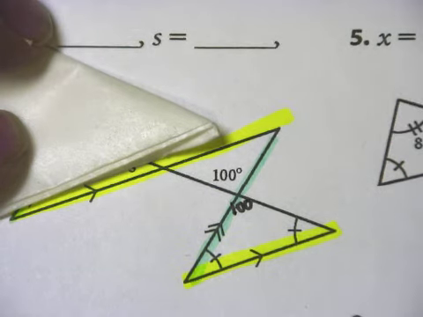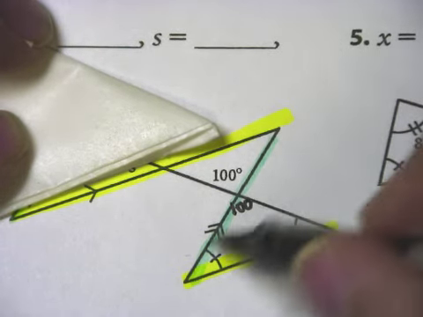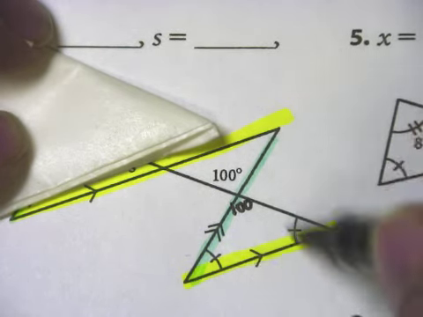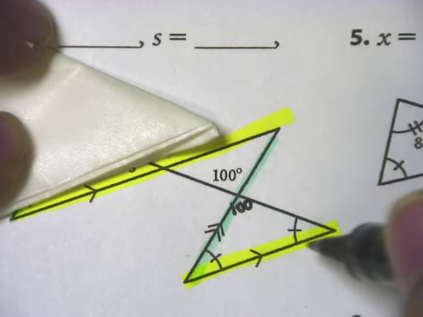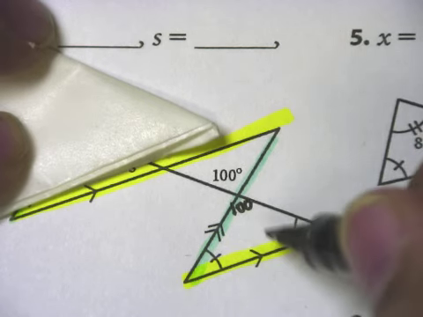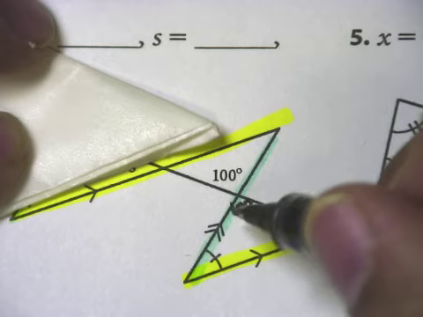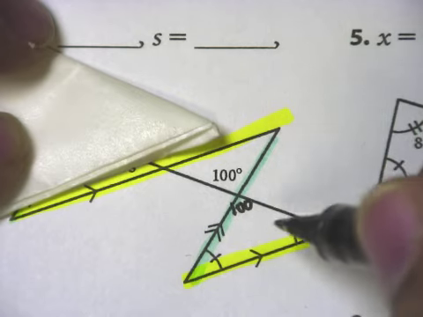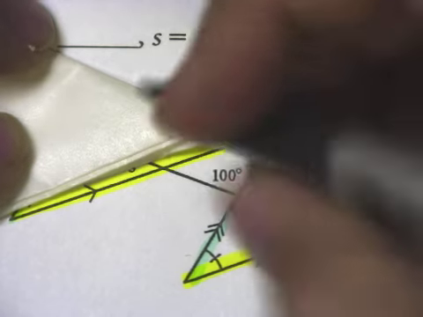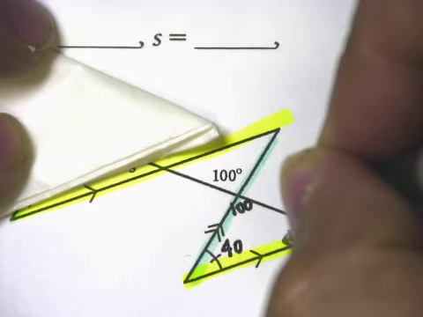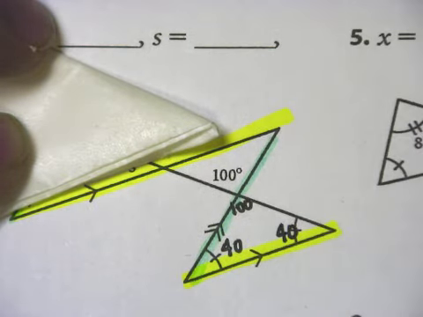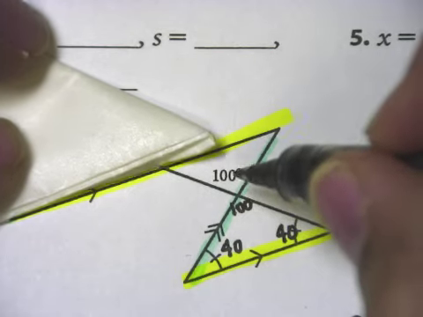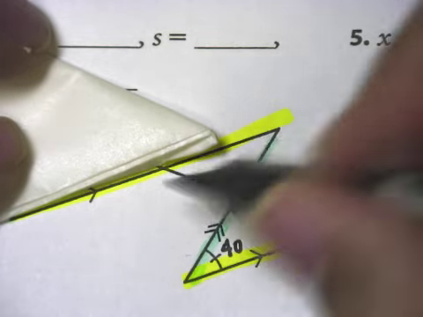I know that this is 100. Well, I know that these are vertical angles. And if these are vertical angles, I know that they are congruent. So that's 100 degrees. I also know that a triangle has 180 degrees in it. And I can also see that these two angles are congruent. So all I have left out of 180, if I use up 100, is 80. And these are two congruent angles. So this is going to be 40, and this is also going to be 40.